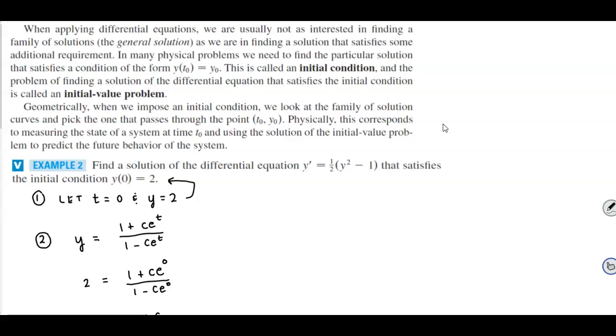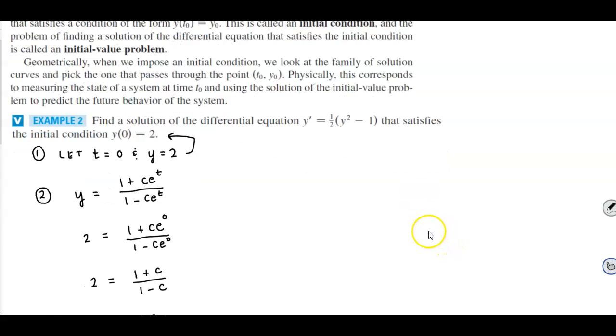And the problem of finding a solution of the differential equation that satisfies the initial condition is called an initial value problem. Geometrically, when we impose an initial condition, we look at the family of solution curves and pick the one that passes through the point (t₀, y₀). Physically, this corresponds to measuring the state of a system at time t₀, the initial value, and using the solution of the initial value problem to predict the future behavior of the system.